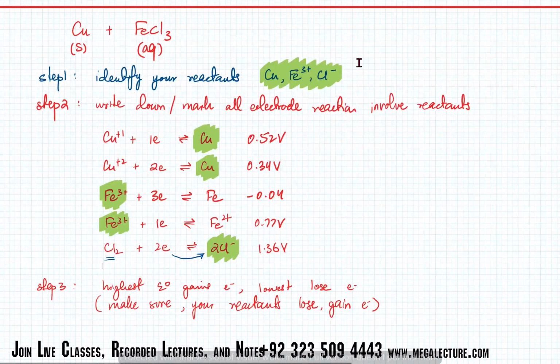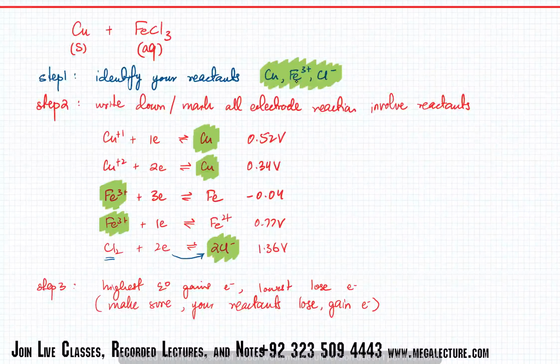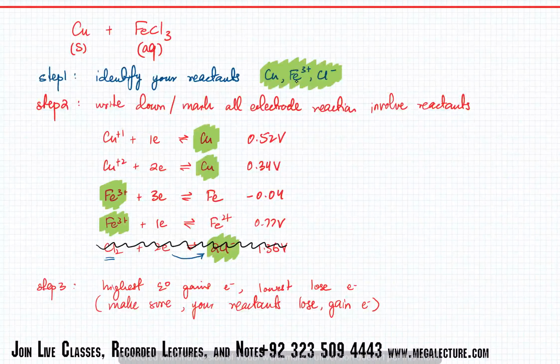You don't have Cl2 in your reactant. So although that's got the greatest tendency to actually gain electrons, that's not applicable to your reaction, because you don't really have Cl2, okay? So I got rid of it. You clear? It's clear. I'm just going to ignore that, okay?